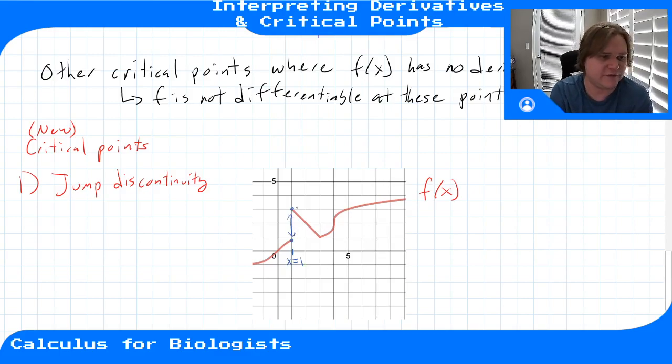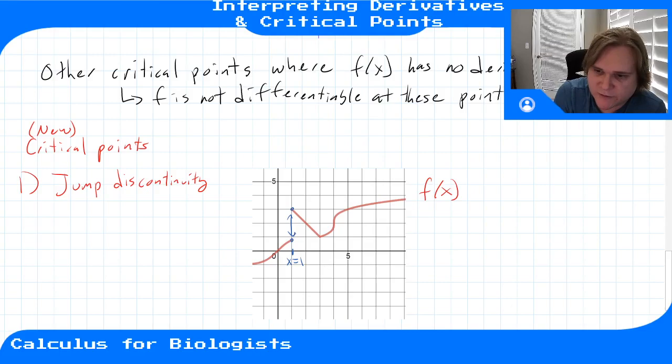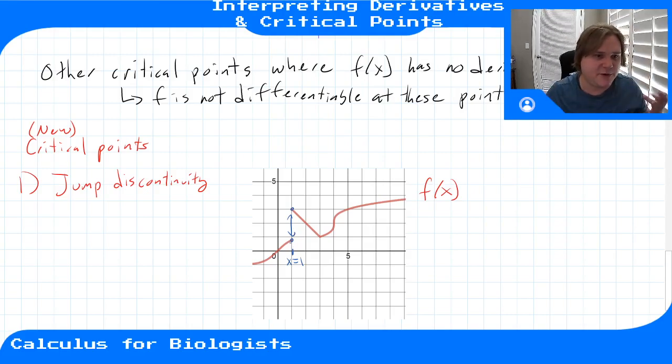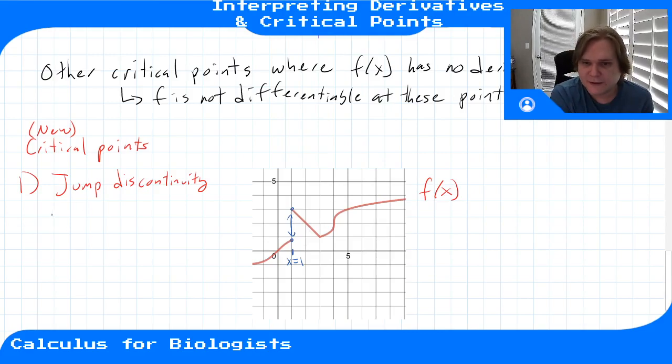So what would the derivative there be? It has one derivative here, one derivative there, but really this is like an infinite jump. You're trying to calculate the slope between these two points, it jumps discontinuously, so it has no derivative there. There's no way to define that. So an example here would be at x equals 1. There's a jump discontinuity, our function's not differentiable there, so we call that a critical point of our function.